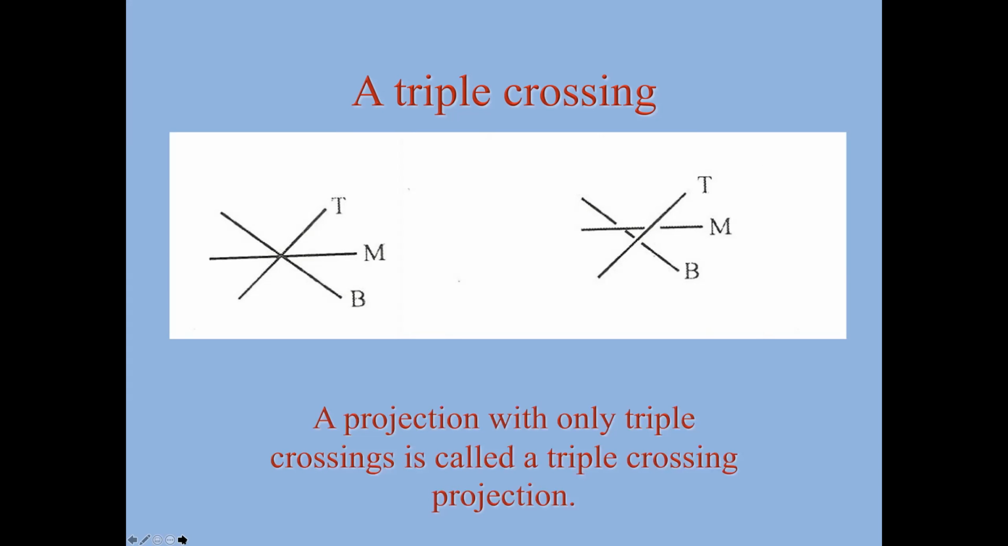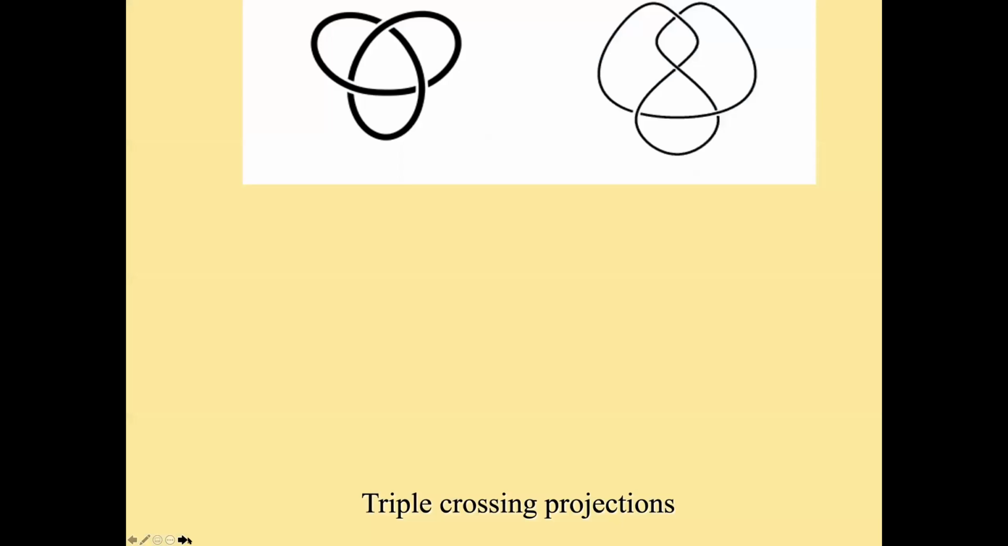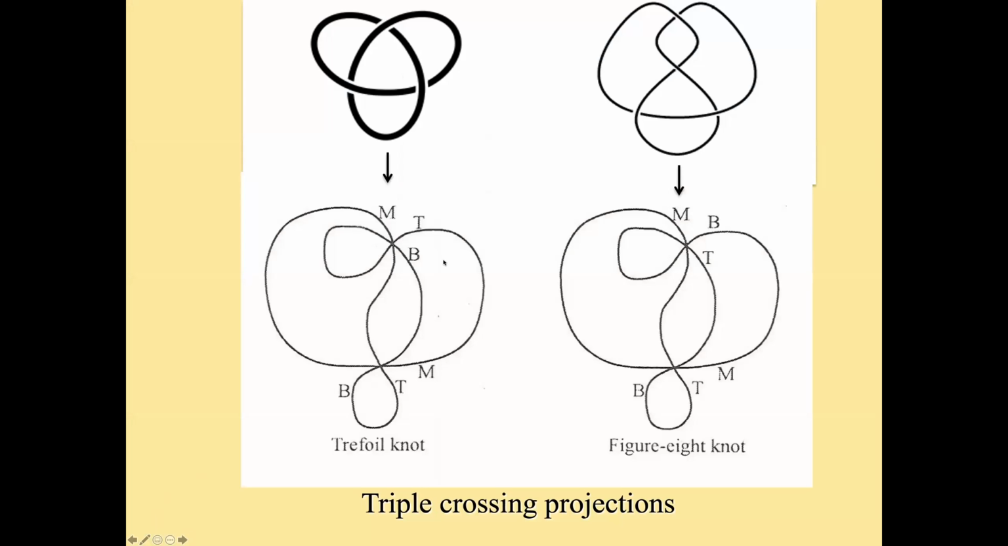So if I have a projection of a knot with only triple crossings, I'm going to call that a triple crossing projection. So let me give you an example. These are 2 of the simplest knots, the trefoil knot and the figure-8 knot, and I'm going to get their triple crossing projections. For the trefoil knot, I have 2 triple crossings with labelings MTB and MTB, both MTB. And I have the exact same projection for the figure-8 knot, only now you'll notice the top labels have been switched to MBT instead of MTB, although the bottom label is the same. Okay, so both of these knots have a triple crossing projection with 2 triple crossings, just the crossings are a little bit different.